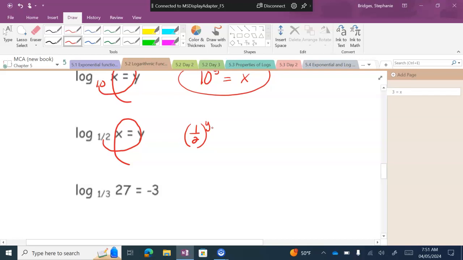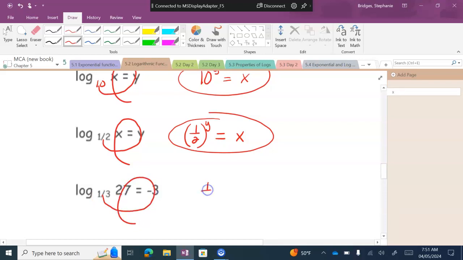Will I count it wrong if you don't put parentheses? No. Okay, but that's just the way I write it, and that's going to equal x. And again, that's all we're doing, is changing it from one form to the other. What would the next one look like? Yep, (1/3) to the -3 equals 27.